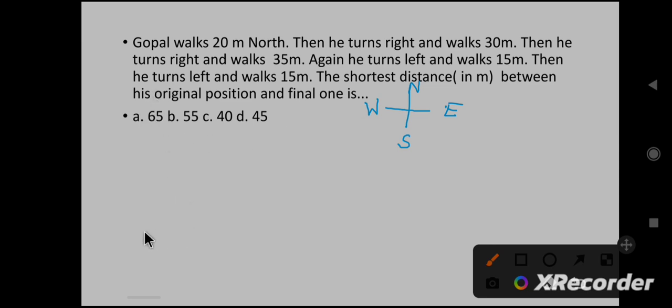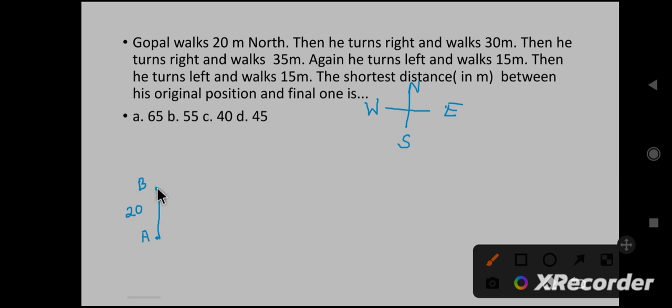Let me consider that he is starting from a position A, which is this point. From here they have said that towards north is this side, right? So towards north he is walking 20 meters. Let us consider he has reached a point B after 20 meters. So this distance is 20. After going north for 20 meters, he turns right.